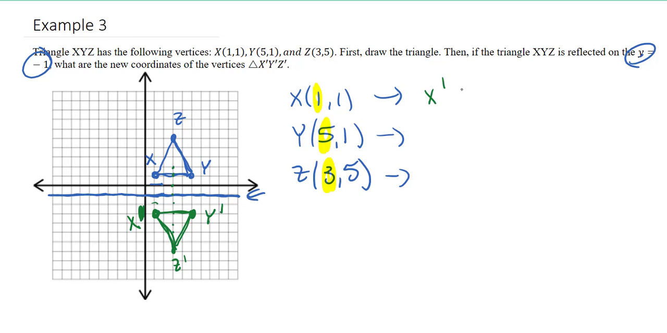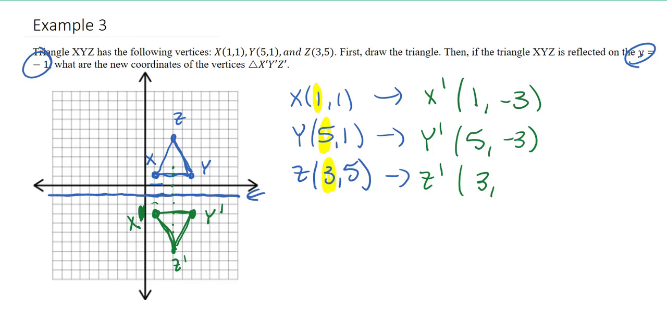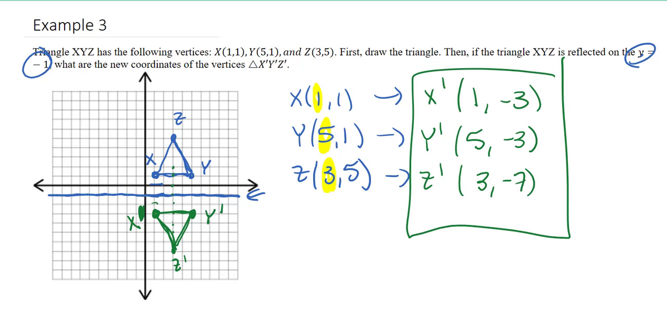So x prime is still going to be 1, but now we're down to negative 3. Y prime is still going to be 5, and then, as we see, we go down 1, 2, 3. So that's negative 3. And what about z prime? Well, z prime is still going to be 3. So we have to go over 3 and then down 1, 2, 3, 4, 5, 6, 7. And that's negative 7. And then there we go. That's our new vertices of the reflected image.